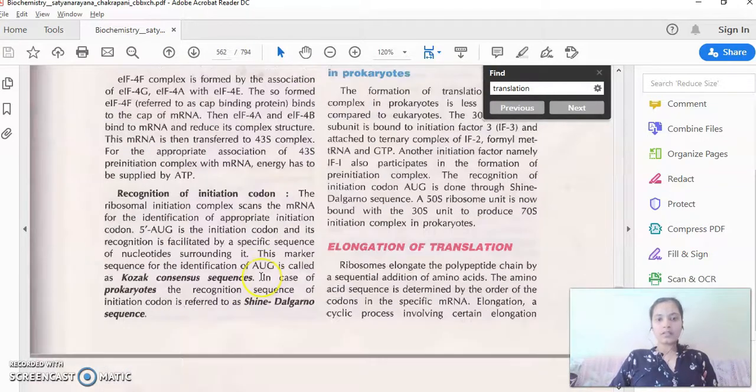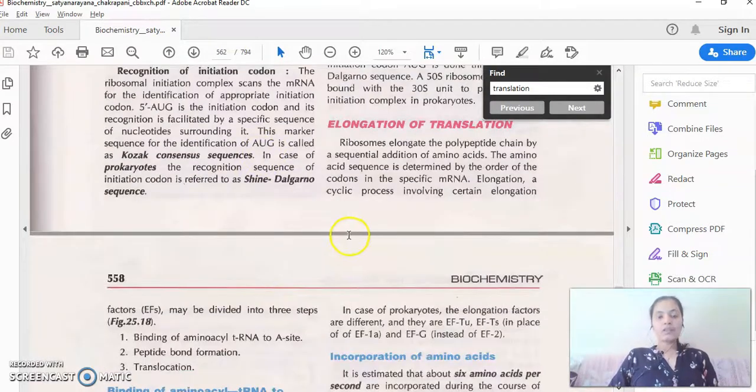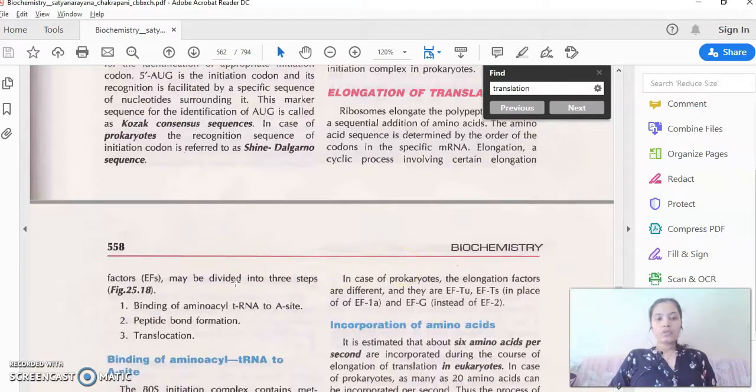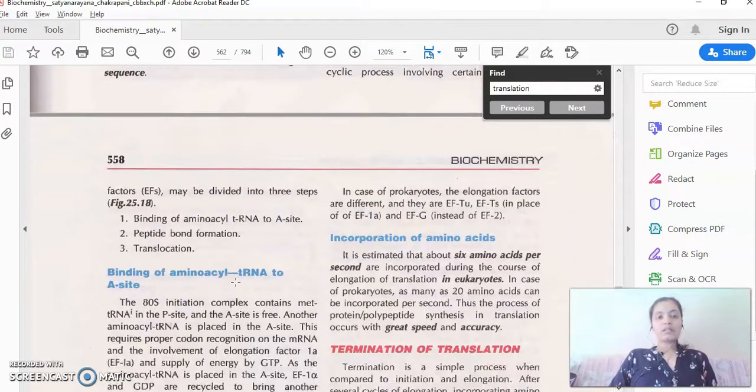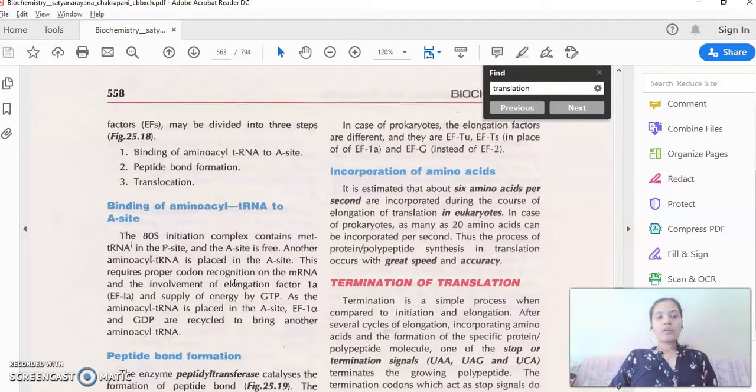Next, we have the elongation process. Elongation is nothing but the addition of amino acids to the peptide chain which is forming. So the chain gets elongated and there are some elongation factors which are required for the process. There are basically three steps in this: binding of aminoacyl tRNA to the A site, peptide bond formation and translocation.